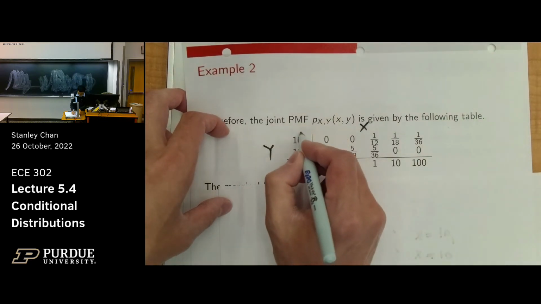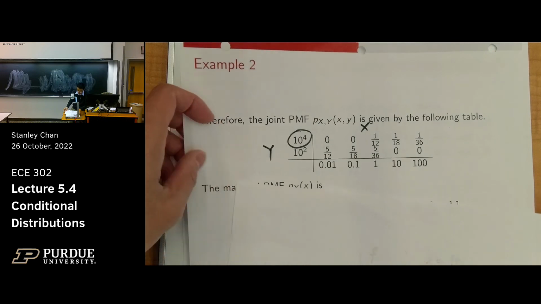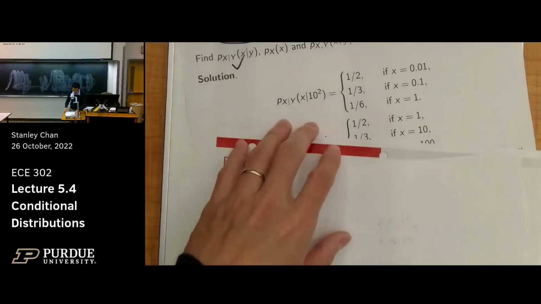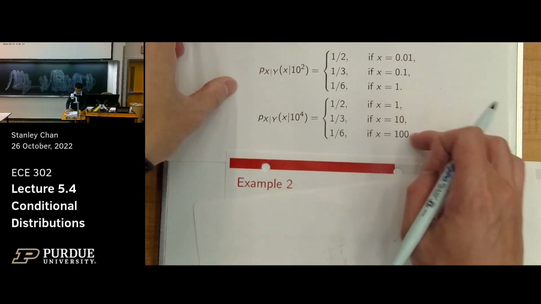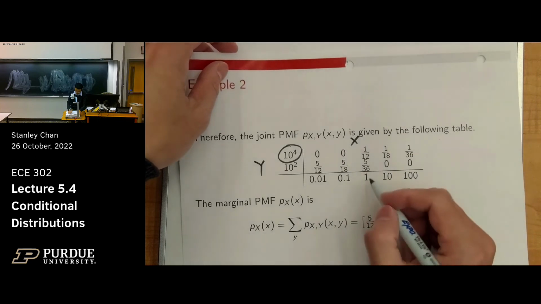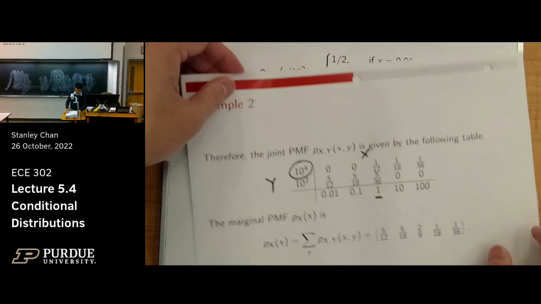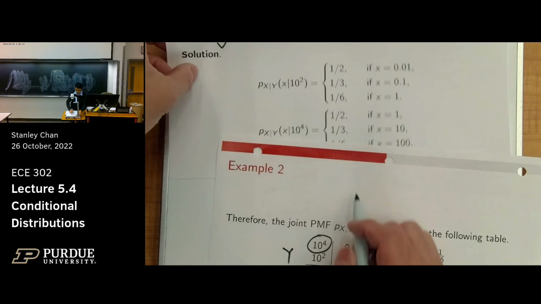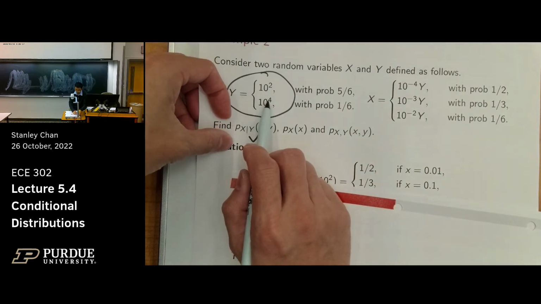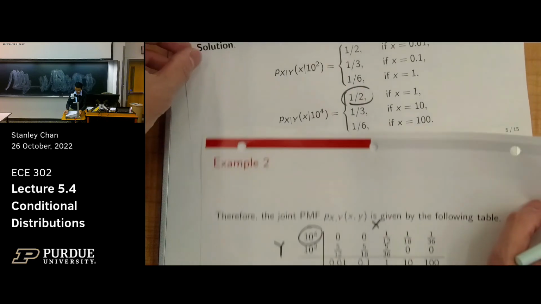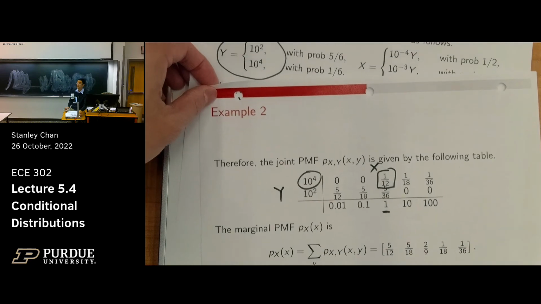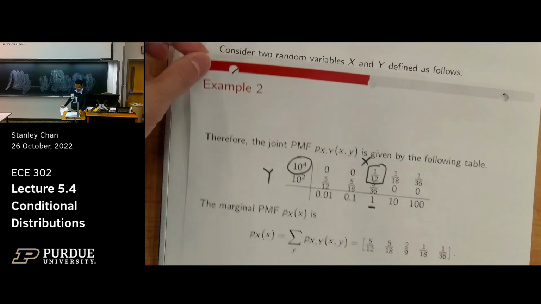When y is 10 to the power 4, then your x will have three values, 1, 10, and 100. So the probability of getting a 1 will be 1/2 times the probability of getting 10 to the power 4, which is 1/6. So 1/2 times 1/6, then you get 1/12. Okay. All right.